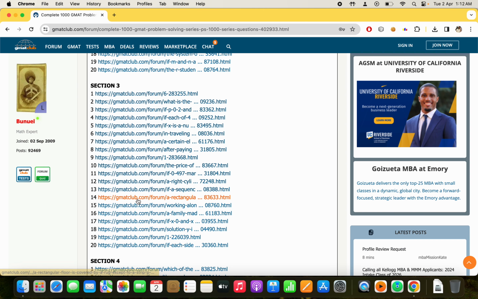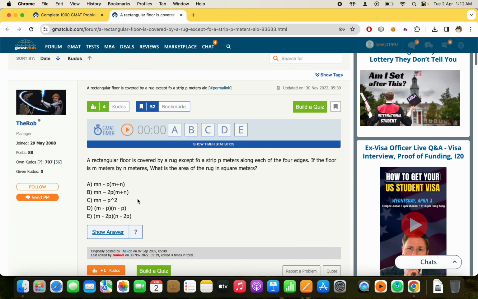Perfect. Moving to the 14th question. A rectangular floor is covered by a rug except for a strip P meters along each of the four edges. If the floor is m meters by n meters, what is the area of the rug in square meters?